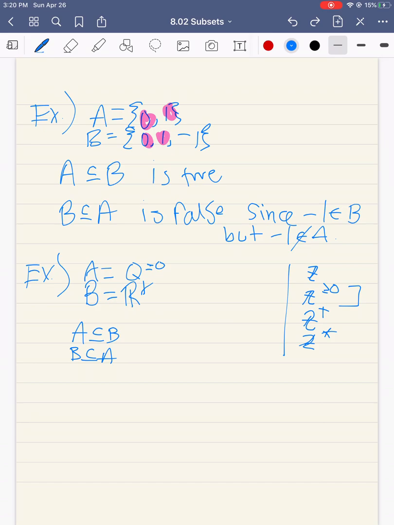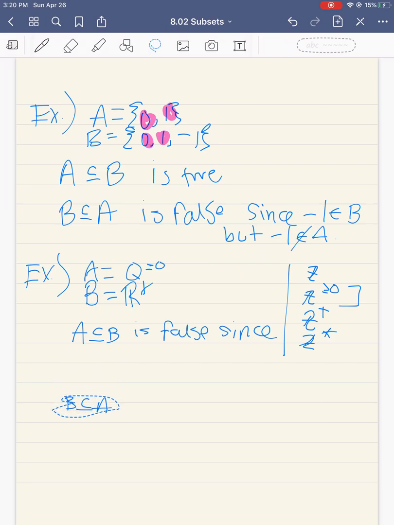It is the non-negative rationals. However, the R, the set of reals for B, are strictly positive, so that does not include 0. So that is kind of my ticket out here. It is false, since 0 is an element of A and 0 is not an element of B. So that's kind of your ticket out there.